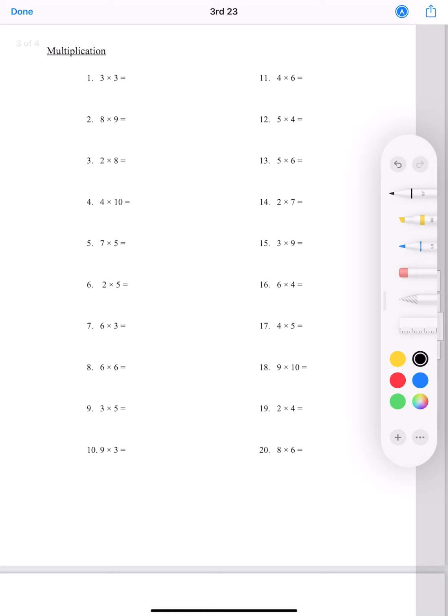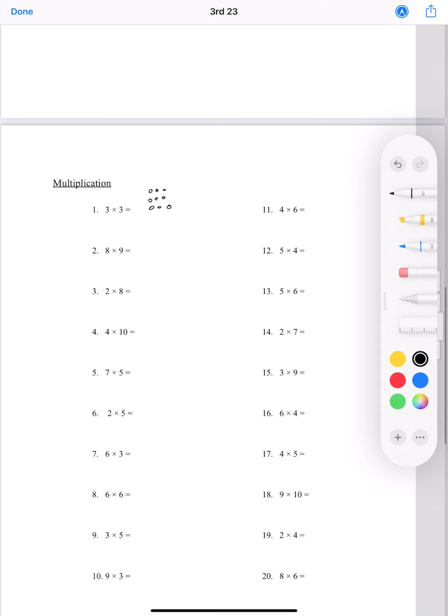So multiplication is like the opposite of division, or the reverse of division. So basically we have 3 times 3, so we have 3 groups of 3. So 1, 2, 3, 1, 2, 3, 1, 2, 3. So we have 3 groups of 3, and now we count the total amount of circles that there are. So 1, 2, 3, 4, 5, 6, 7, 8, 9. So the answer to 3 times 3 is 9.